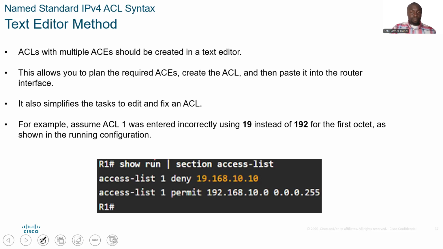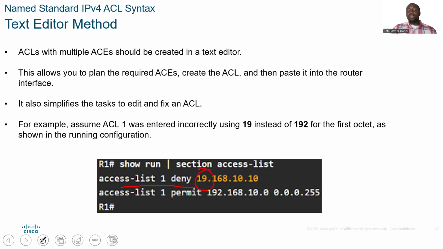So for example, access list 1 was entered incorrectly using 19 instead of 192 for the first octet, as is shown. So you see, for instance, I put access-list 1 deny, and instead of 192, they are putting 19.